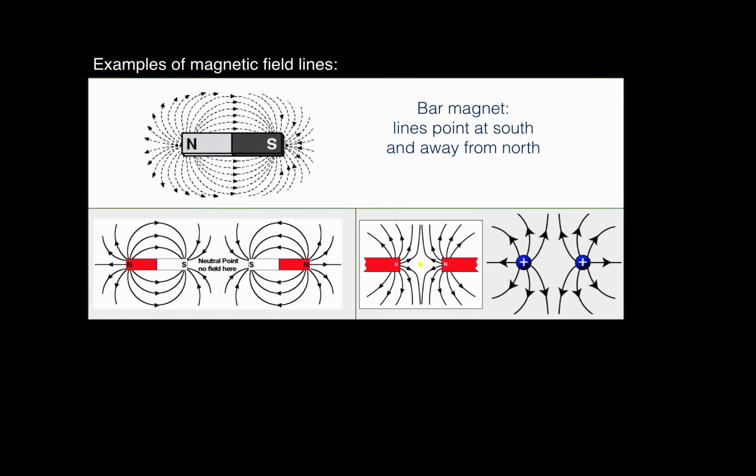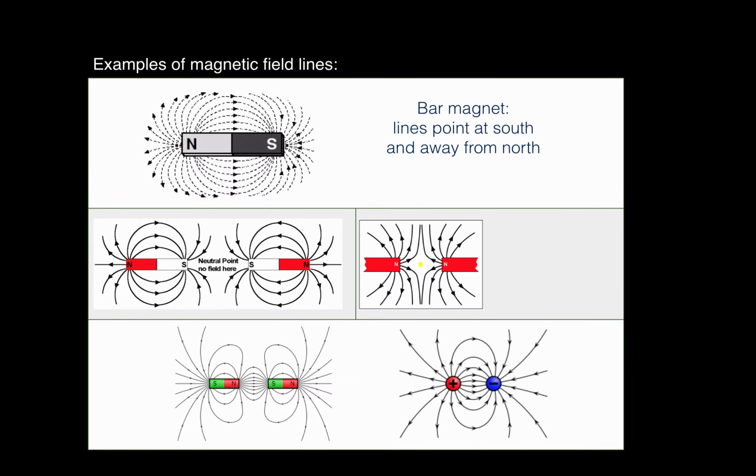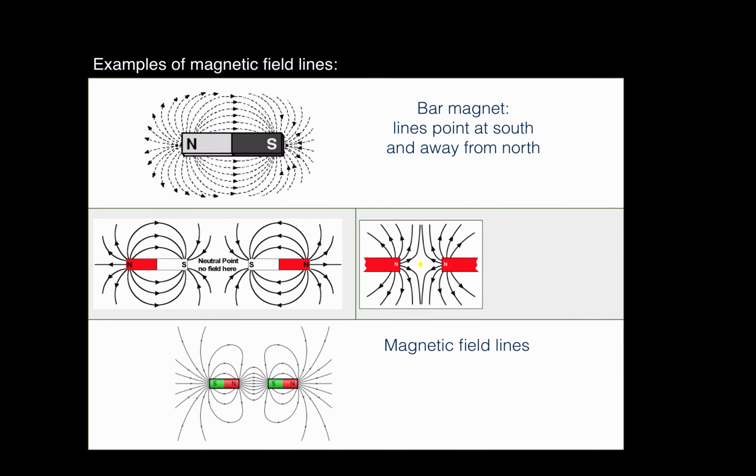This looks similar to when you have two positive charges with the electric field lines pointing away from the positive charges. If you have a north and south pole pointing towards each other, it looks similar to when you have a positive and a negative charge placed next to each other. The magnetic field lines point from the north pole to the south pole.